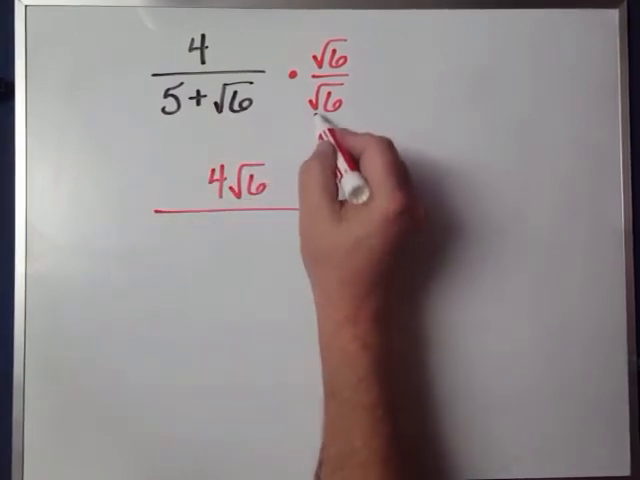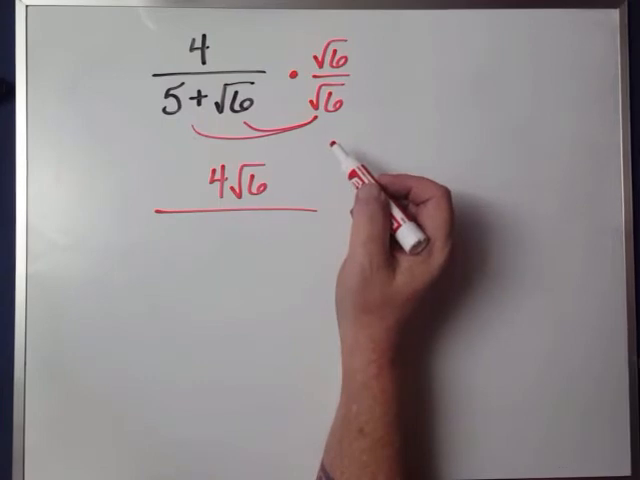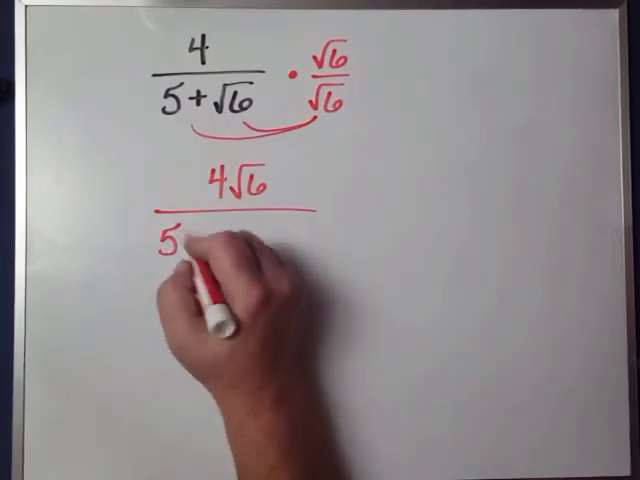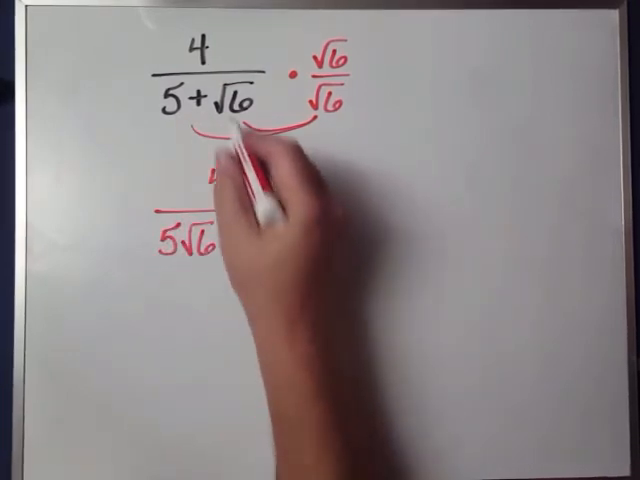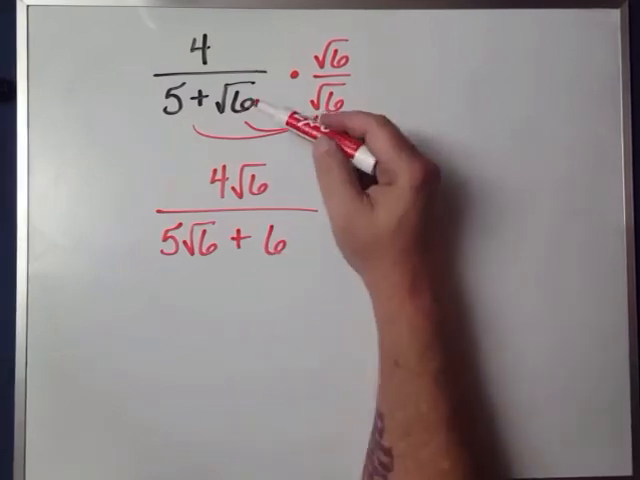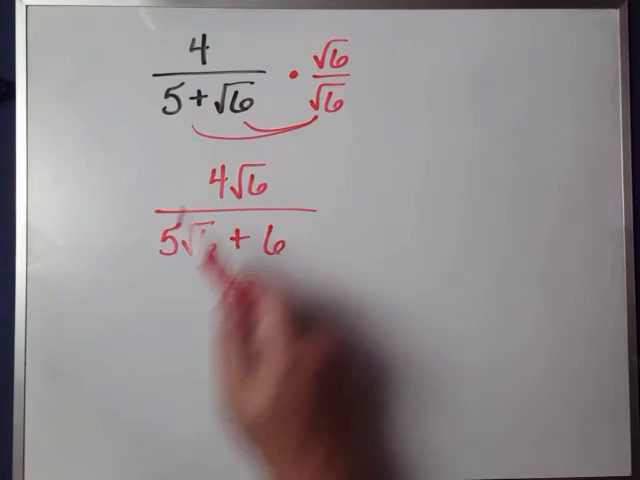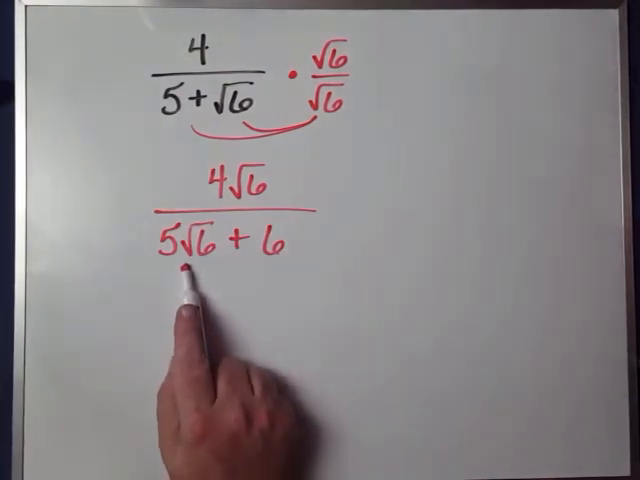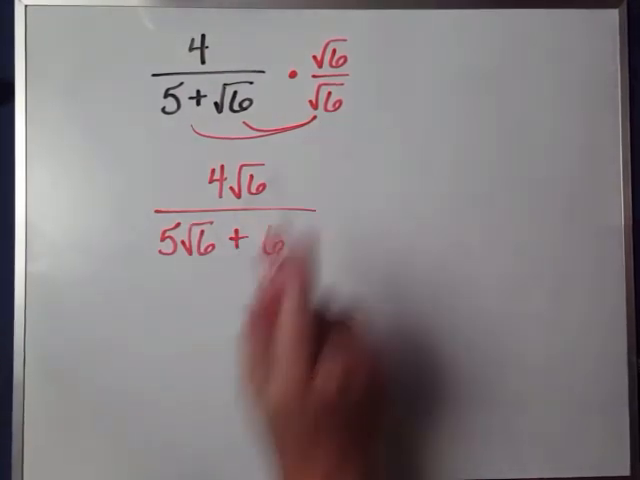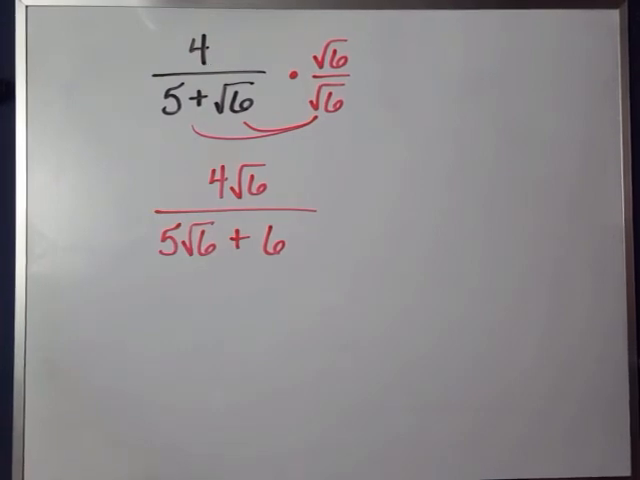In the bottom, you will have to distribute, which will give you 5 square roots of 6 plus square root of 6 times itself is 6. Yeah, you got rid of this square root, but it created another square root. So that doesn't work. Look back at number 34.